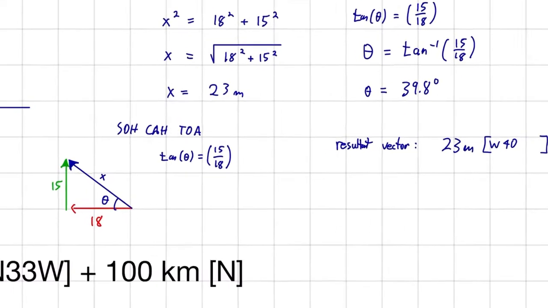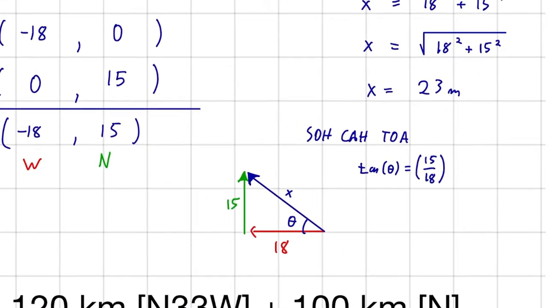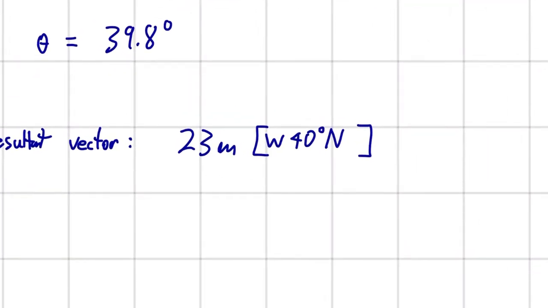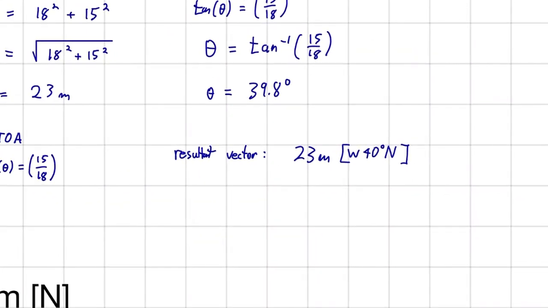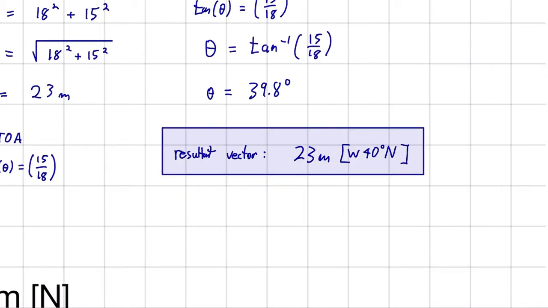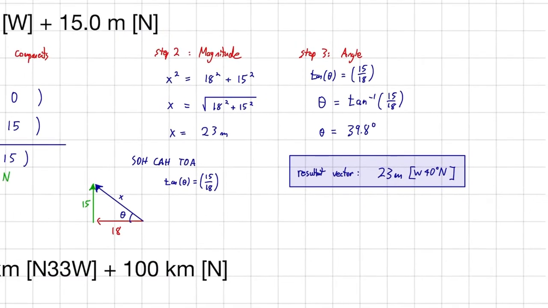And then our final direction in the up and down is north. So west, 40 degrees north. And I want you to look at this and compare it with the little sketch that we made. So that's our final answer here. And compare this to the little sketch we made here.